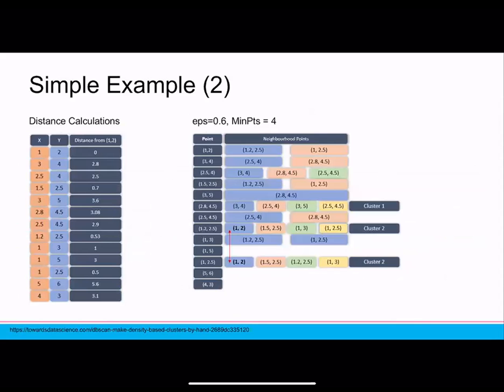You need to do the distance calculation. This is the result of the distance from 1, 2. Do you still remember how to calculate the distance using the Euclidean? Maybe just one example, let's say, for the easy.